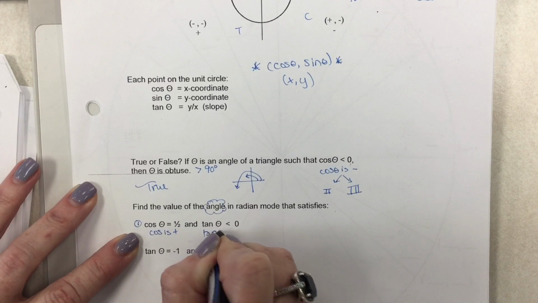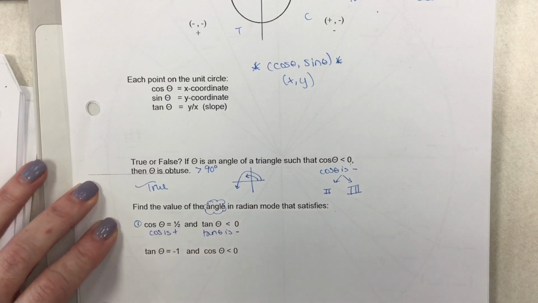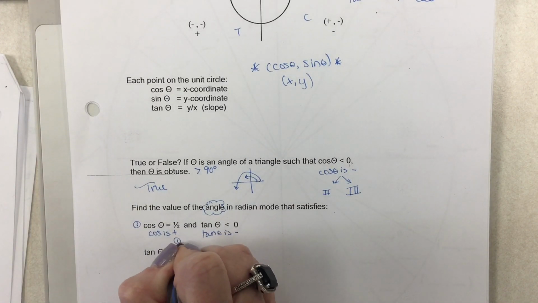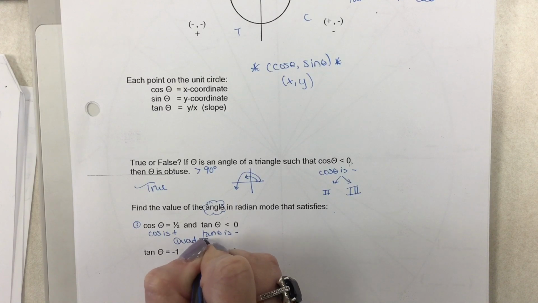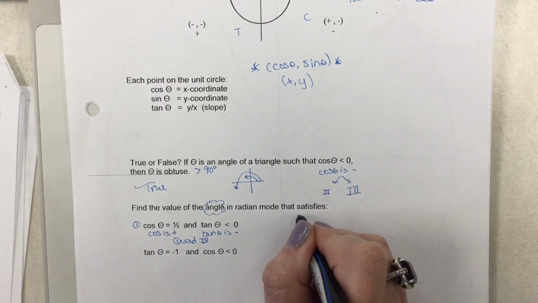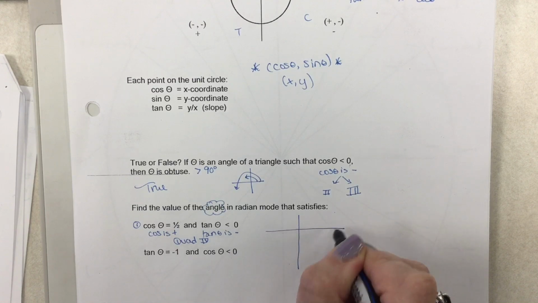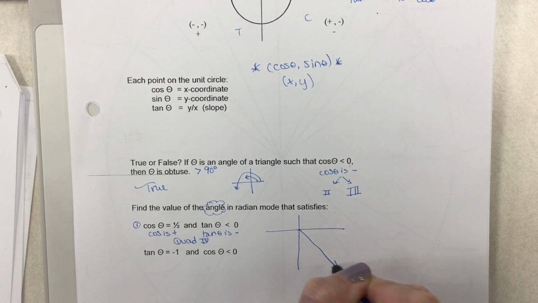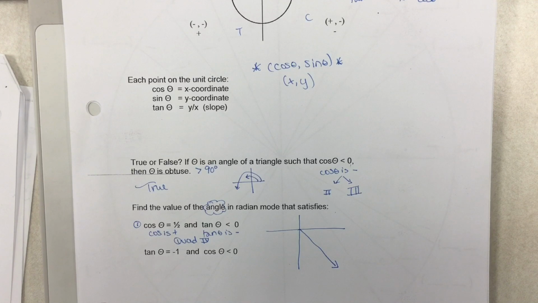Tangent is negative. What quadrant? So I'm in quadrant 4 where cosine's positive and tangent is negative. So here I go. Draw my 4th quadrant. And again, where you draw the angle measurement really doesn't matter, as long as it's in the 4th quadrant and it's not squished up against one or the other of the axes, you're fine.